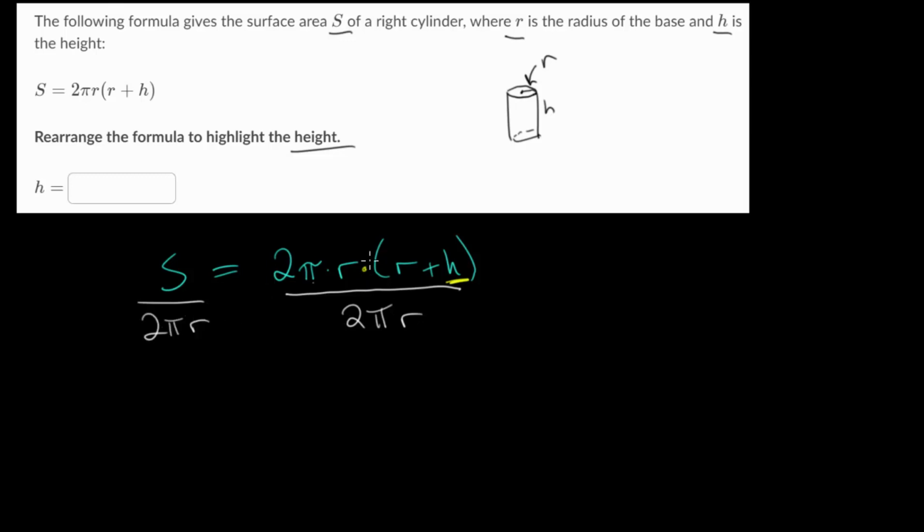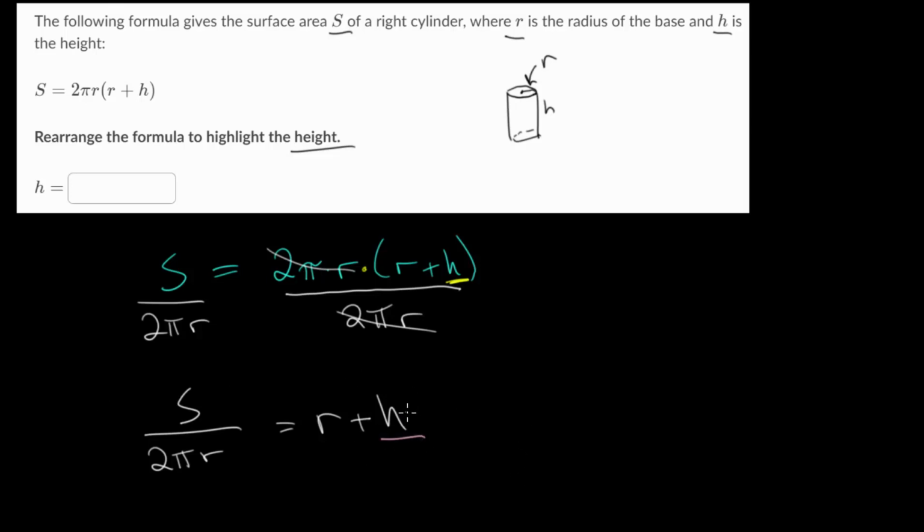And that way on the right-hand side, these will cancel with each other so that we get s over 2 pi r is equal to this set of parentheses here, which at this point we could just drop the parentheses since we are just multiplying by 1, and 1 times anything is itself. And this just comes down to the fact that 2 pi r divided by 2 pi r, something divided by itself, is always equal to 1.